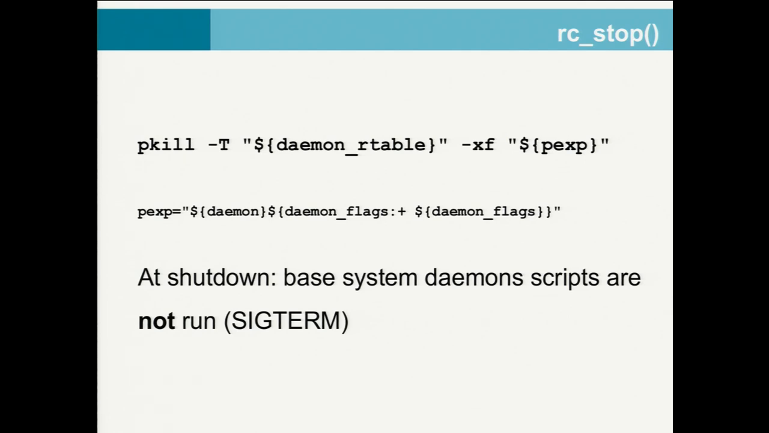One little thing that I want to mention is that at shutdown, the base system daemon scripts are not handled by rcd. They're just being sent a SIGTERM, because all the base system daemons on OpenBSD are supposed to behave properly when you send them a SIGTERM. So there is no need to do any specific shutdown procedure.